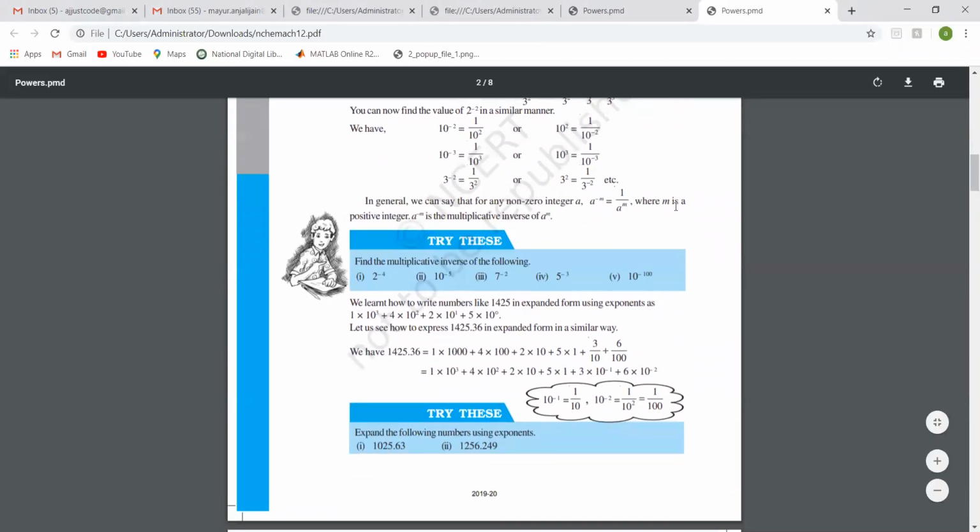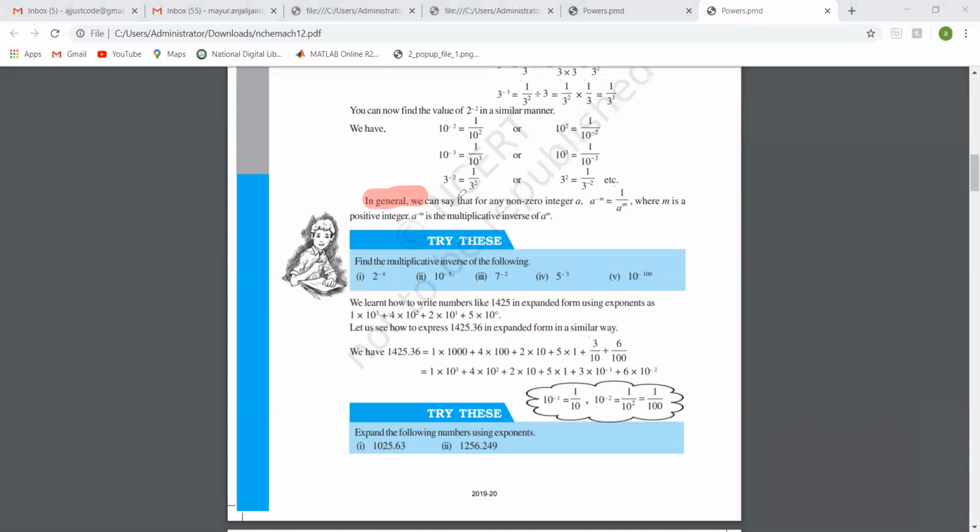So can we say that in general, for any non-zero integer a, a raised to the power minus m is equal to 1 upon a raised to the power m, where m is a positive integer, and a raised to the power minus m is the multiplicative inverse of a raised to the power m.